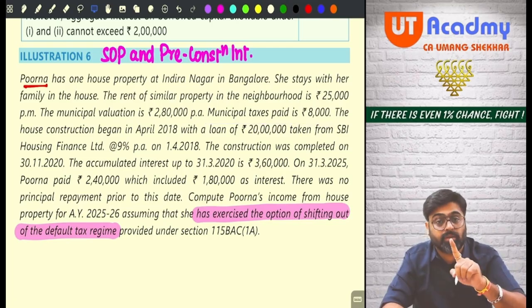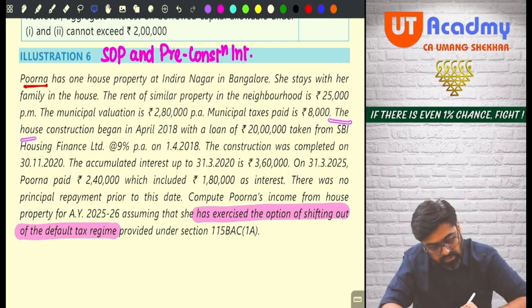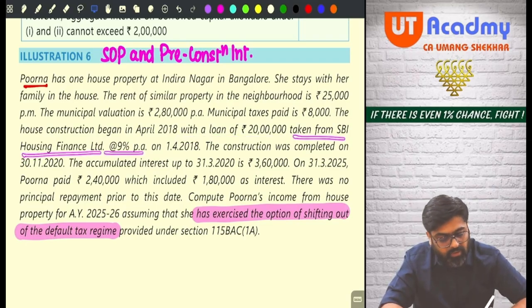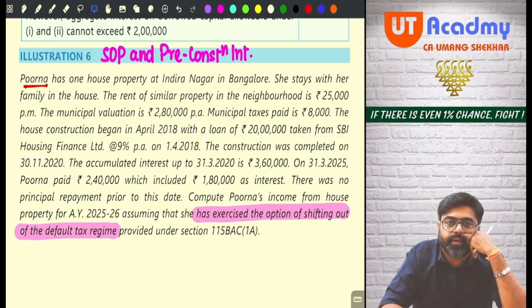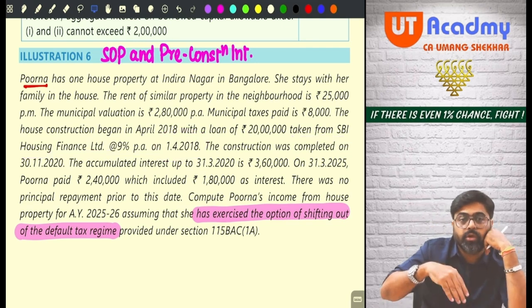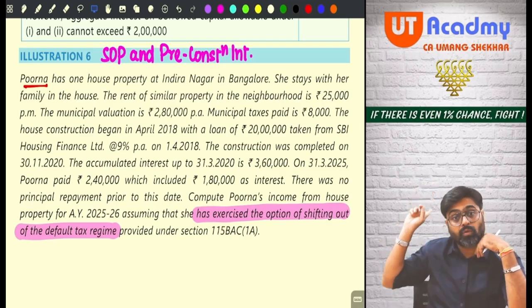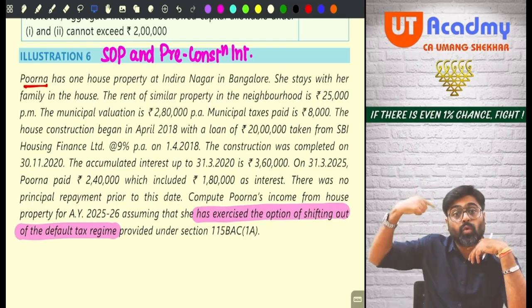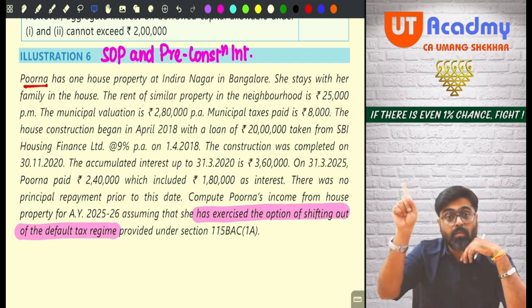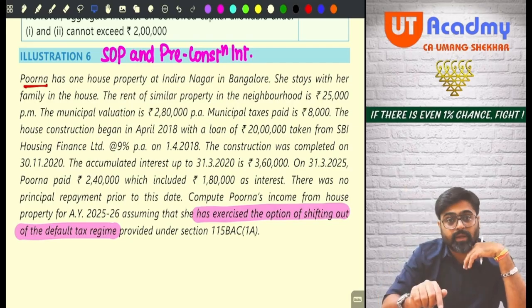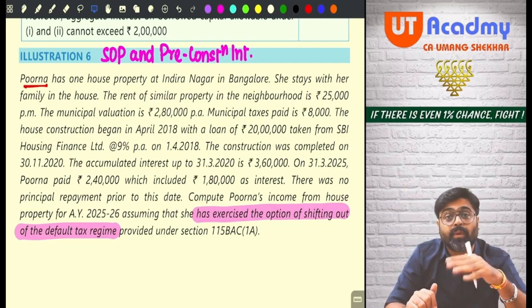Now, whatever information is there, this is important. The house construction began in April 18 with a loan of rupees 20 lakh taken from SBI housing at 9% on 1st April 18. So this house you constructed by taking a loan. The construction of this house you started in 2018. On 1st April you took a loan to construct this house. So date of borrowing was 1st April 2018. Yes or no? On 1st April 2018, you were not having this house property. This house property was under construction.